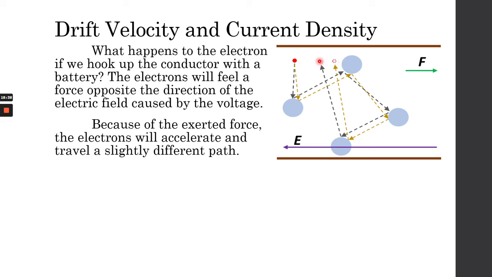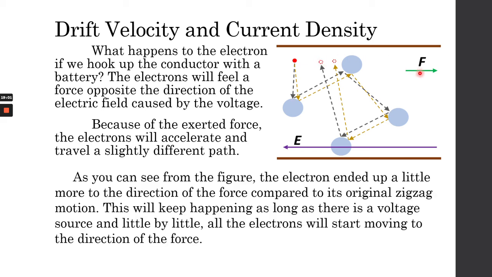So you can see this is the original position after it keeps moving and moving. And right now, after we added the battery, after our electron starts to feel the force, it starts to move in a different path. It starts to shift a little bit towards the direction of the force. Adding all these little movements of the electron over time, we would see that the electron would now start to move.